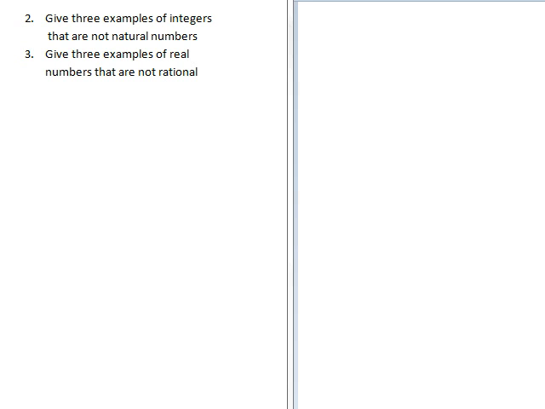Our natural numbers are the set of all numbers starting at 1, going to 2, 3, dot dot dot, all the way. So pretty much all whole numbers from 1 up are natural numbers. So we need to give 3 examples of integers that aren't natural numbers. It's just a matter of picking 3.